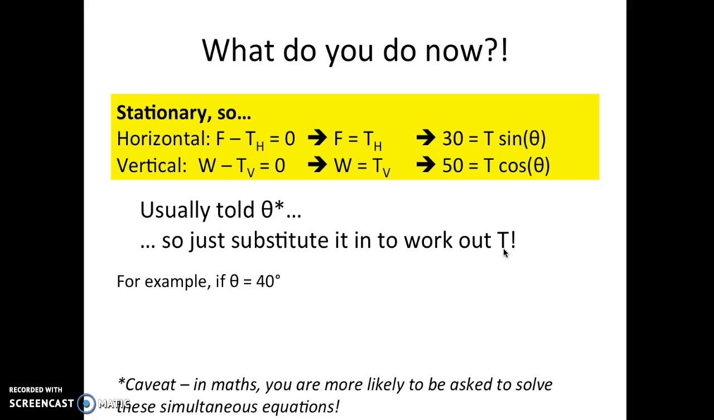So for example, if I told you the value of theta was 40 degrees, I know 30 equals T sine 40. So I can rearrange to get T equals 30 divided by sine 40 equals 47 newtons to 2 significant places. Simple.